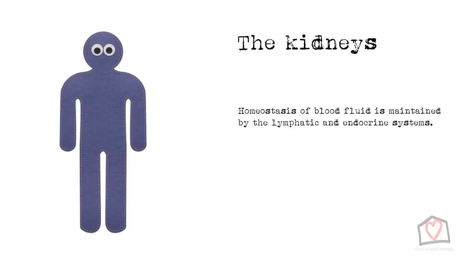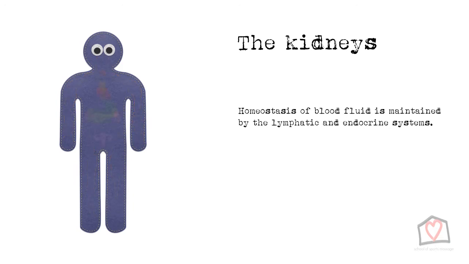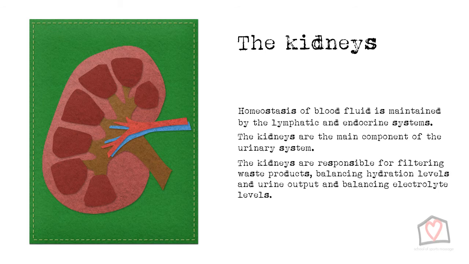Homeostasis of blood fluid, or plasma, is maintained by two major sources: the lymphatic system, please refer to section 10 for a reminder, and the endocrine system, but the latter is the star player here. The kidneys are the main component of the urinary system and are affected by the endocrine system. They are responsible for filtering waste products out of the bloodstream, balancing hydration levels and urine output, and balancing electrolyte levels. All these waste products are expelled via urine.